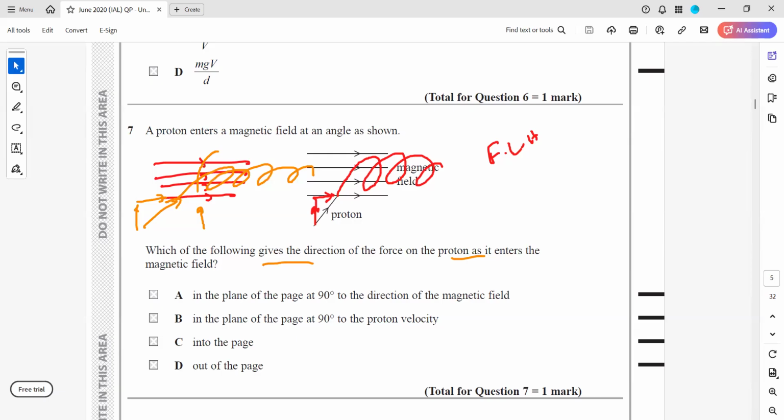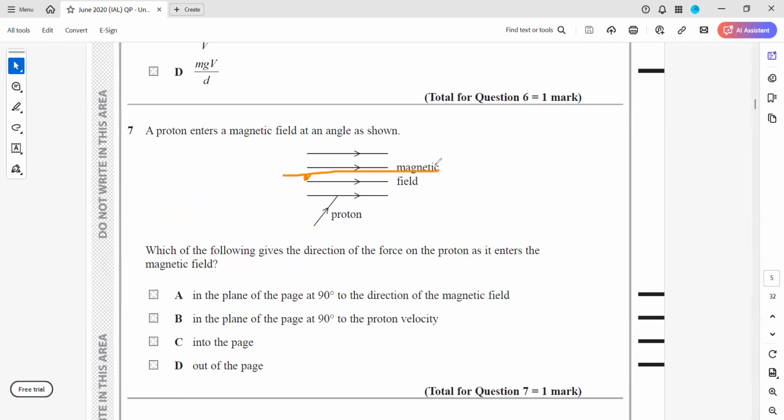Using your left hand rule, index finger, and we take the perpendicular. If it enters parallel, it will not cause any deflection. Like if the proton is parallel, it won't cause any deflection. If it is perpendicular, it causes deflection. And if it is making an angle, you use the left hand rule: your index finger points towards the direction of the magnetic field, second finger in the direction of the proton. Where is your thumb pointing?